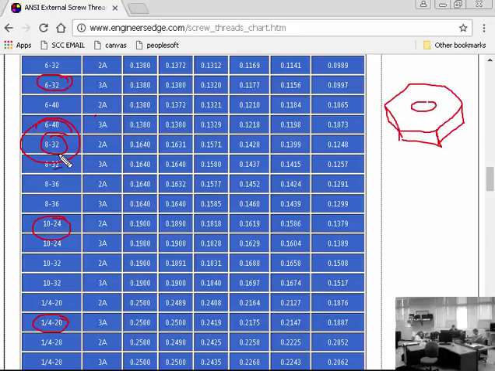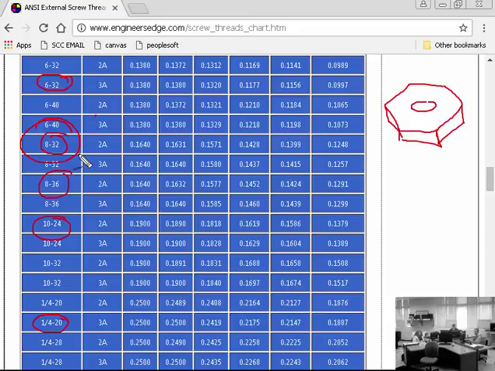When you're actually looking at a set of plans and you've got to go to your inventory cabinets to pull out the stuff to put it together, you've got to watch this. Because will it work? Will an 836 nut work with an 832 bolt? Now, you might get it on there that one time, but that's about it.